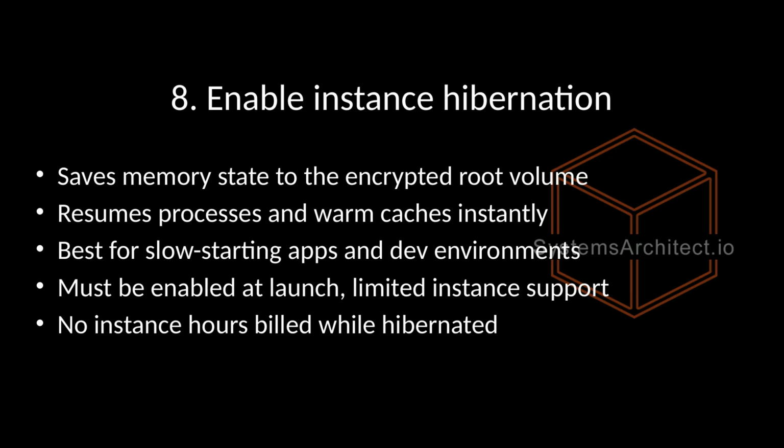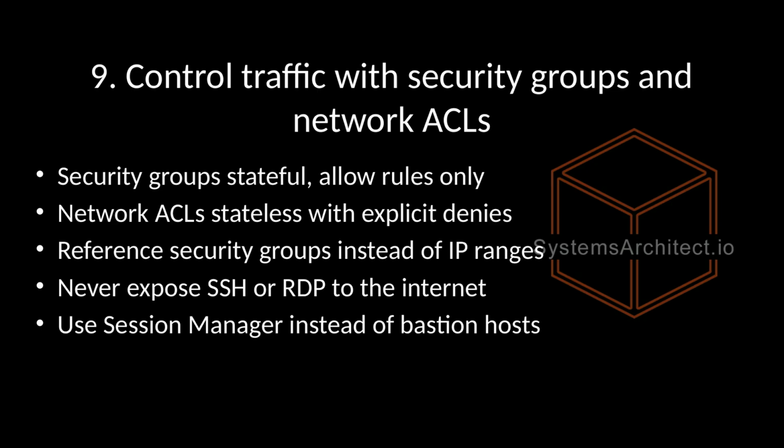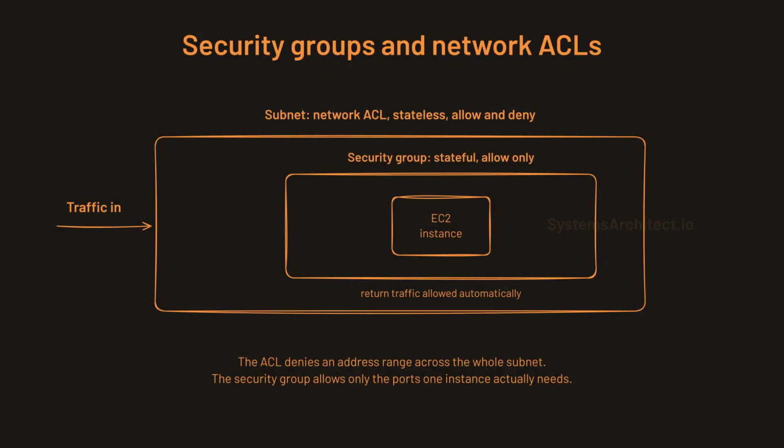9. Control traffic with security groups and network ACLs. Security groups are stateful firewalls on an instance's network interface. They hold allow rules only, and return traffic is permitted automatically. Network ACLs sit at the subnet boundary, are stateless, and support explicit deny. That makes them the right place to block an address range subnet-wide.